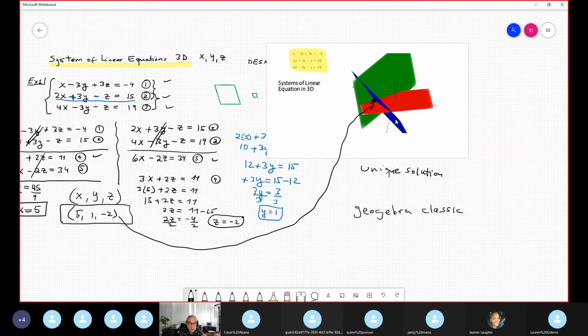I recommend you create an account in GeoGebra. Exactly the same as we did in Desmos, can we create an account? You remember? Okay, I create an account on GeoGebra. Let me switch and share the screen for GeoGebra.